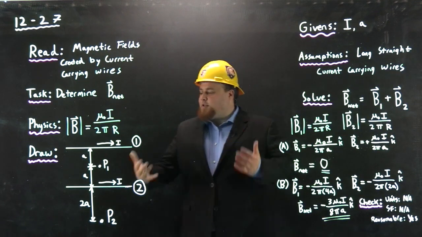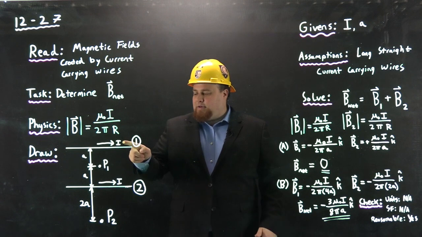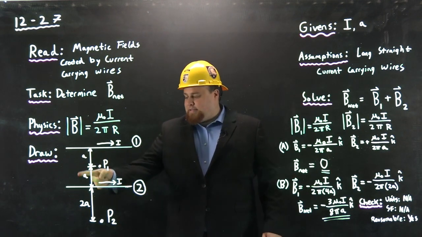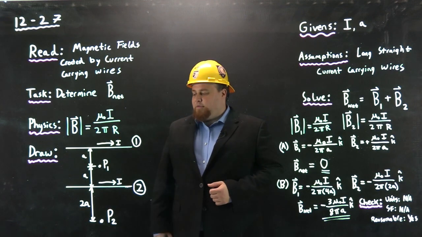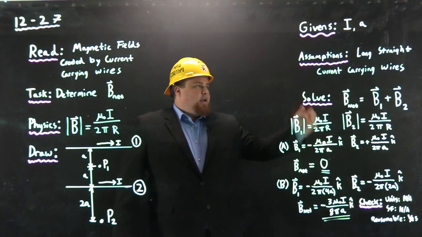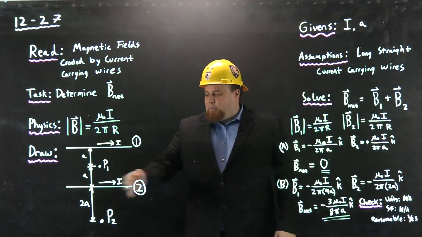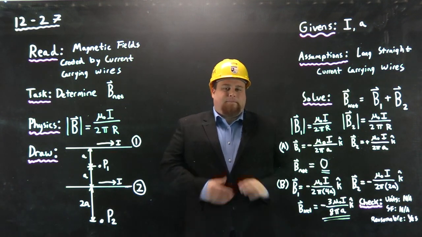The givens that we have, we're solving this algebraically, is going to be I for the current carried inside each of the wires, and A is this base distance that we'll be using when we plug in values for the different distances. The assumptions that we'll be making are that we are using long straight current carrying wires for both of the two wires we're considering.